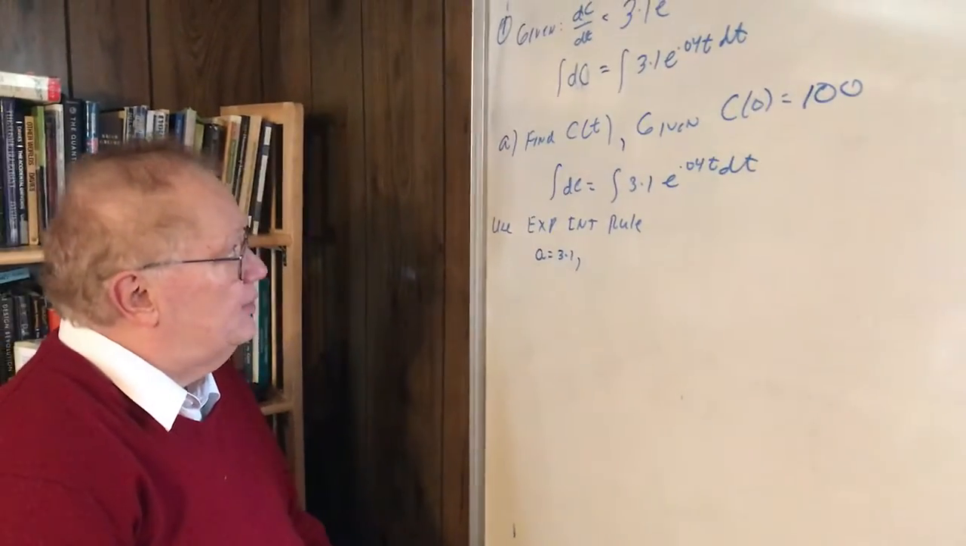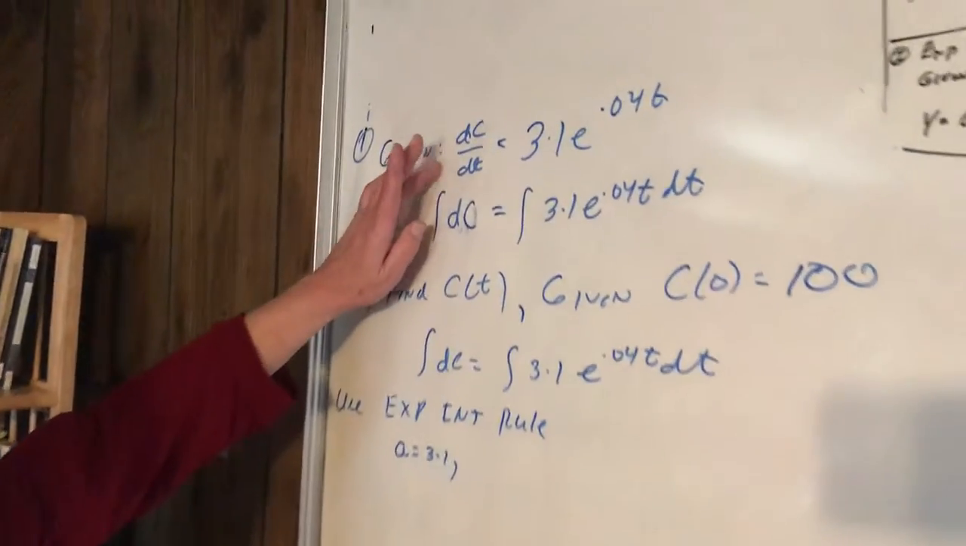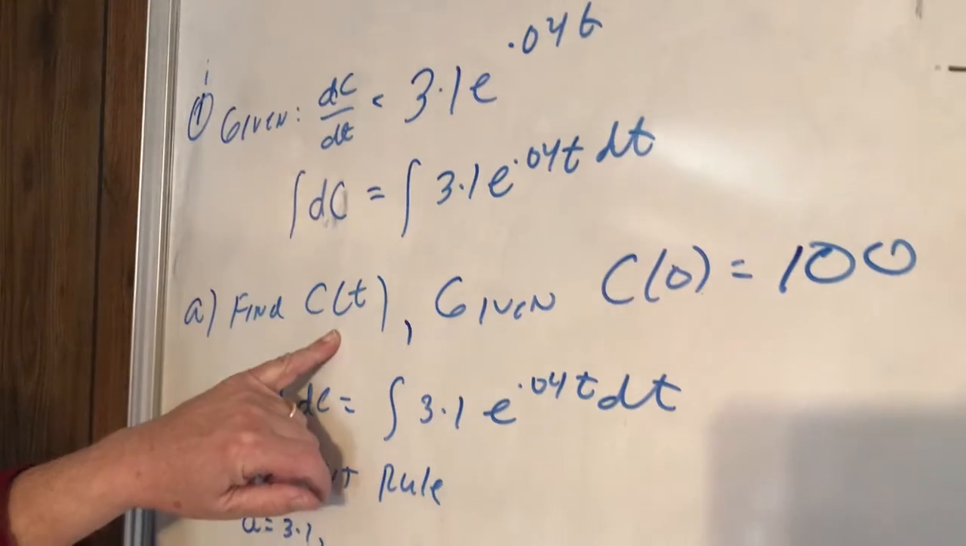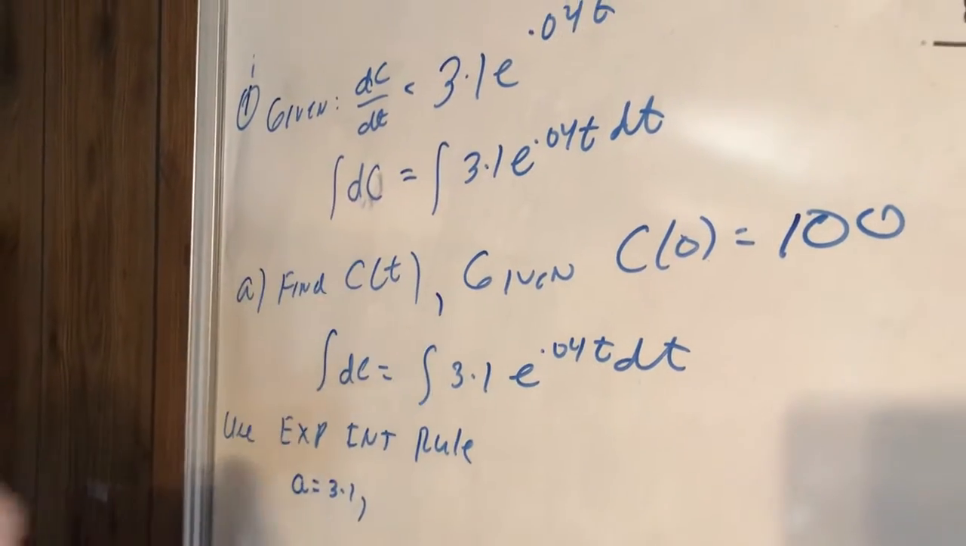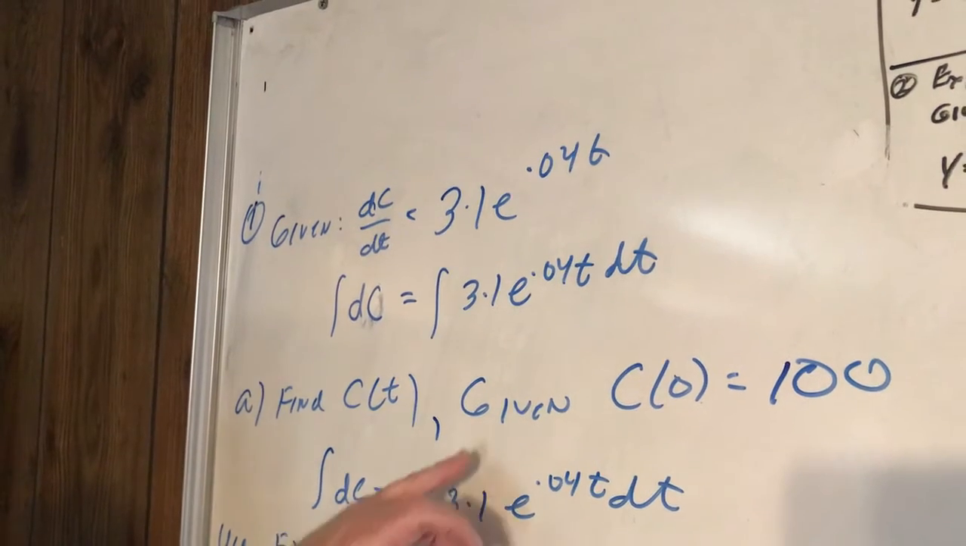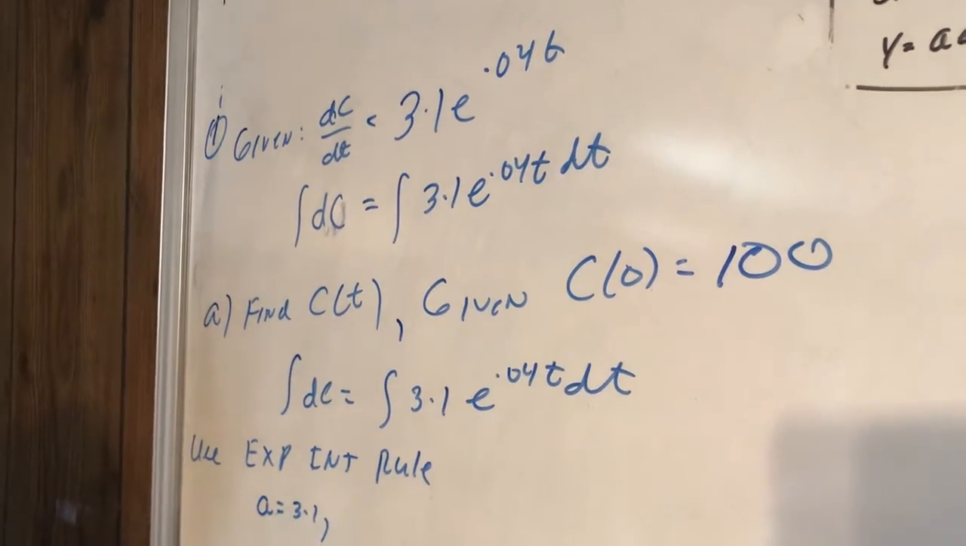We're back again. We're going to do another problem. This one is on integration. I'm given the derivative and I want to find the cost function. Given the derivative is 3.1 e to the 0.04t. Also given that C(0), a fixed cost, is $100.